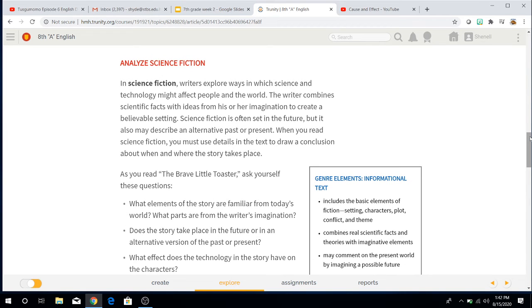In science fiction, writers explore ways in which science and technology might affect people and the world. The writer combines scientific facts with ideas from his or her imagination to create a believable setting. Science fiction is often set in the future, but it also may describe an alternative past or present. When you read science fiction, you must use details in the text to draw a conclusion about when and where the story took place.